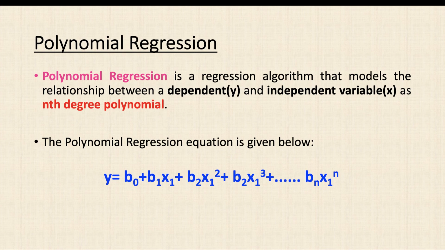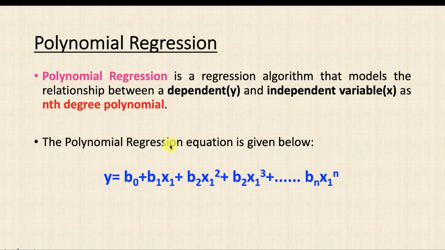So let's first of all start with the basic definition. What is polynomial regression? Polynomial regression is a regression algorithm that models the relationship between the dependent variable, that is y, and the independent variable, that we know as x, as an nth degree polynomial, right? If you are not clear about dependent and independent variables, then you can see my previous videos, in which I have clearly explained the meaning of dependent and independent variables. Now here we are going to cover the nth degree polynomial.